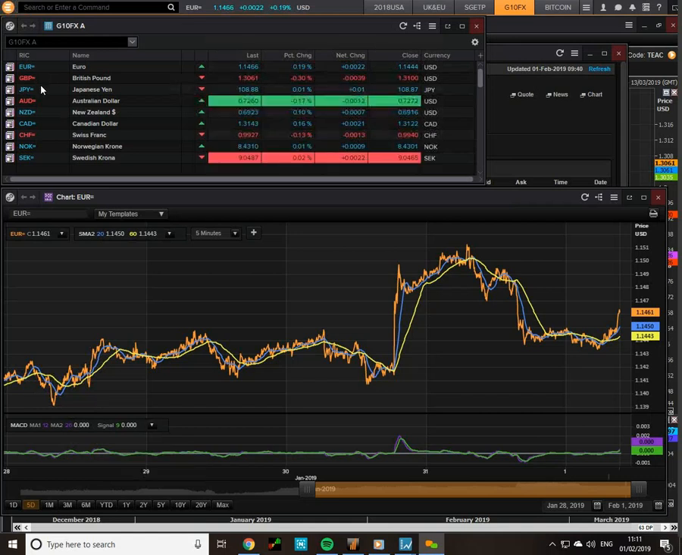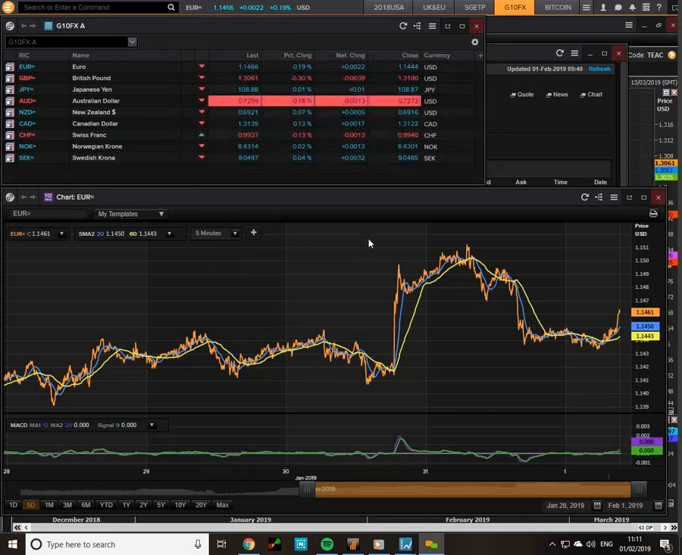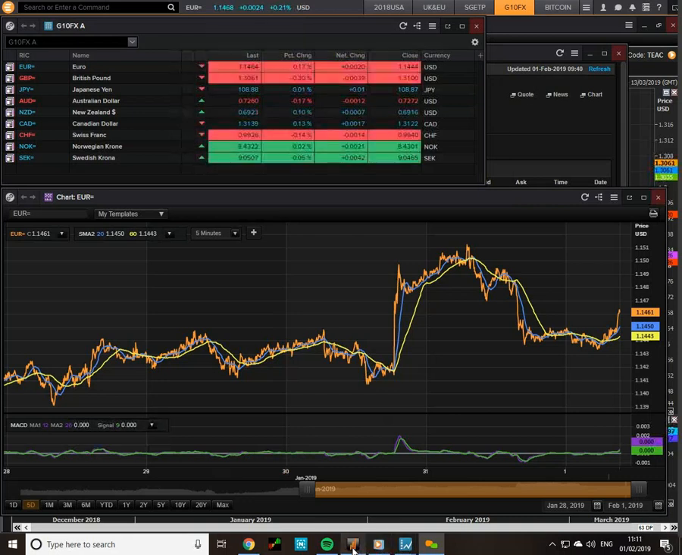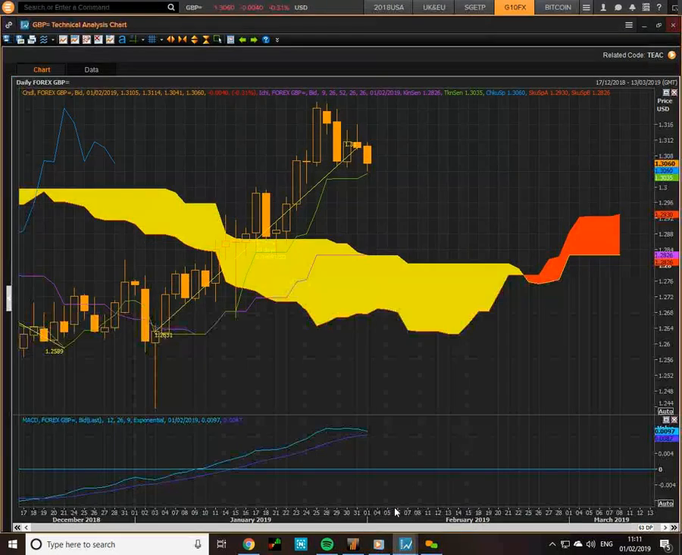I'm going to look at the G10 currency pairs and interesting trading opportunities in and around those currency pairs. Might not cover all of them, just those with the most compelling trading opportunity. So I jump straight into the Thomson Reuters platform.